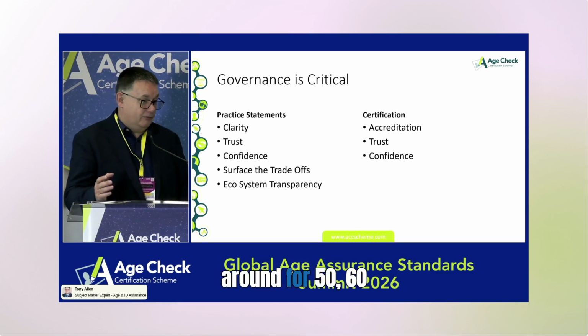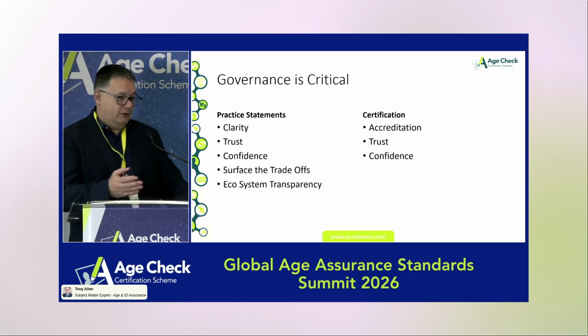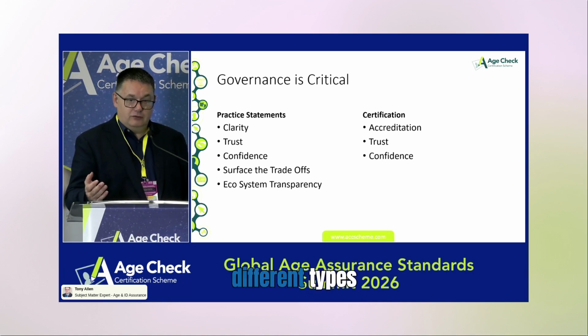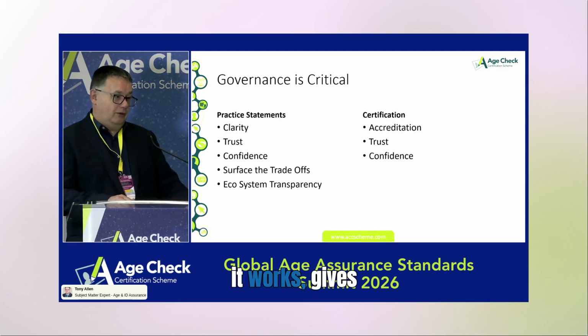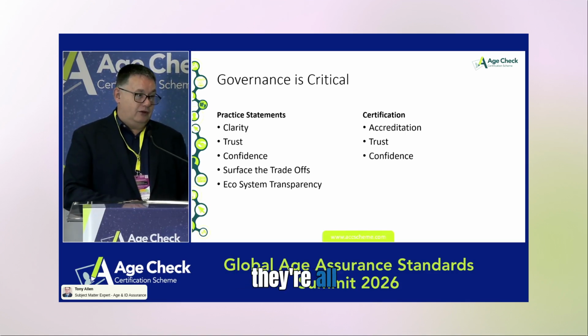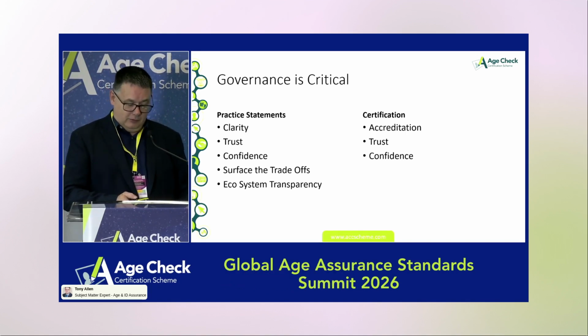And that's been around for 50, 60 years. They're all the same height. They're all very similar. They're all done with a certain strength to hold a certain weight and certain length of legs and stuff like that. And yet there are millions of different types of chairs out there, different styles, different types. Age assurance, very similar to that. What certification does is test that it works, gives you confidence it works, but it doesn't make it uniform in the sense that they're all going to look the same, act the same, or behave in the same way. That's not what it's about.